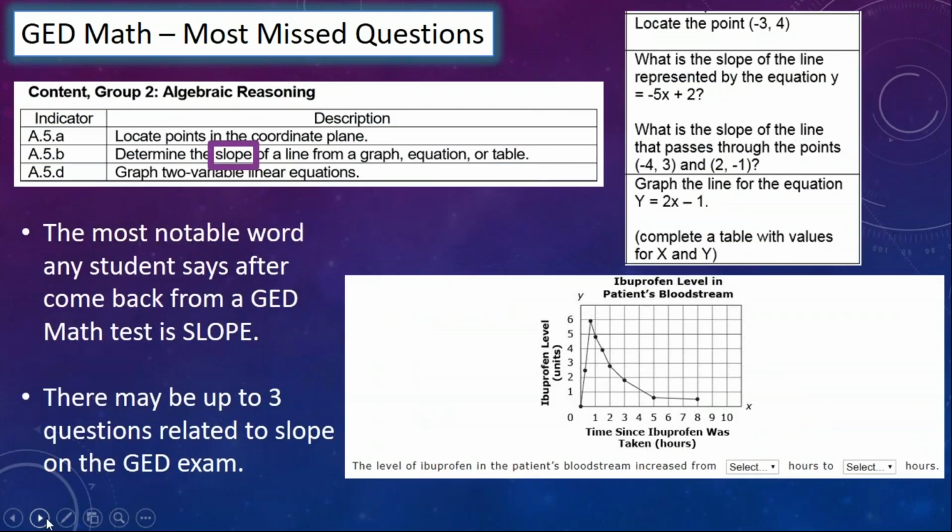Okay, next area is going to be graphing related to a coordinate plane, graphing equations, and graphing two variable linear equations. Again, the most notable word any student says after they come back from that math test, whether or not they passed it, is slope. And we've determined there could be up to 3 slope questions based upon what students have said to us. So they really need to be able to understand that slope-intercept form. They need to be able to click on a graph to locate a point, and they really need to understand how that slope-intercept form equation works.